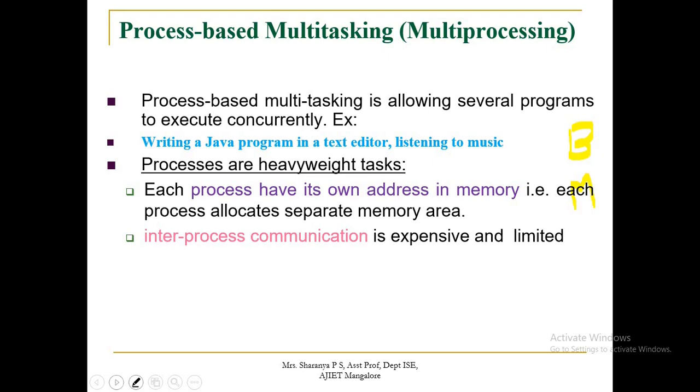That is the one point. Next, here the inter-process communication is expensive and very limited. That is, if we want communication between the browser I am accessing currently and the music player, there might be a lot of communication that needs to occur. It may need to access the address location where it is executing or where it is stored. All those backend processes need to be performed. That's why inter-process communication is very difficult.